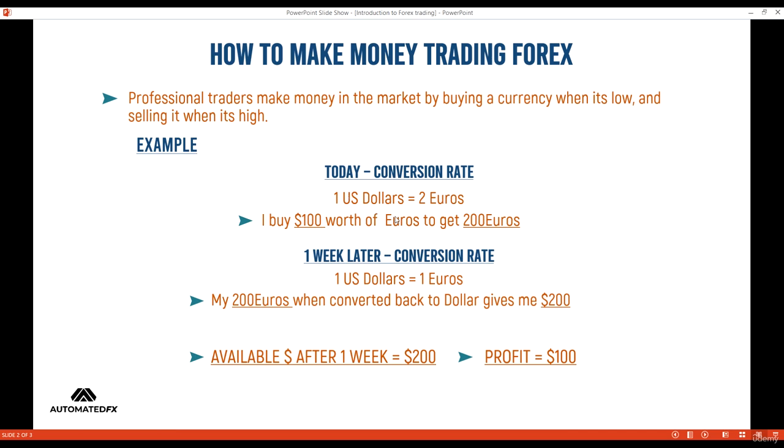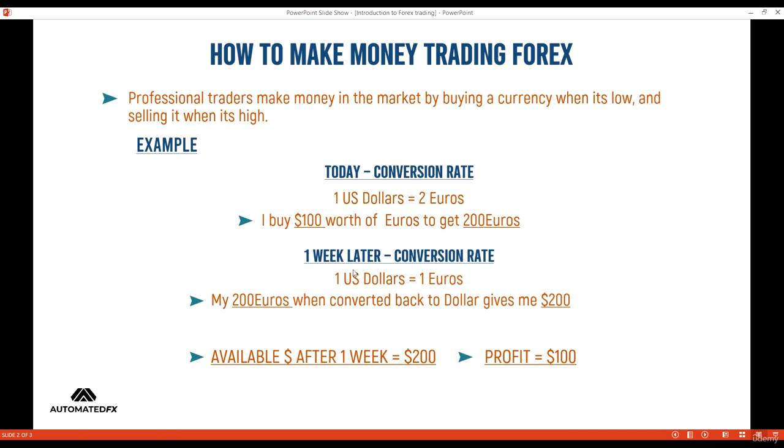And then let's say I wake up a week later and I want to convert my euro to dollar. I want to have my dollar back, and I just want to convert my euros, which I haven't used, to dollar. And remember, I now have 200 euros.